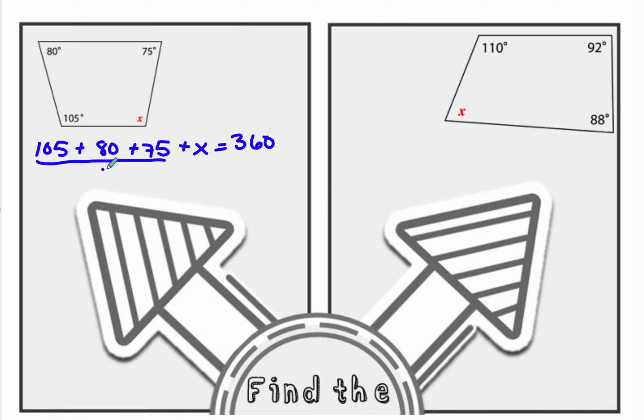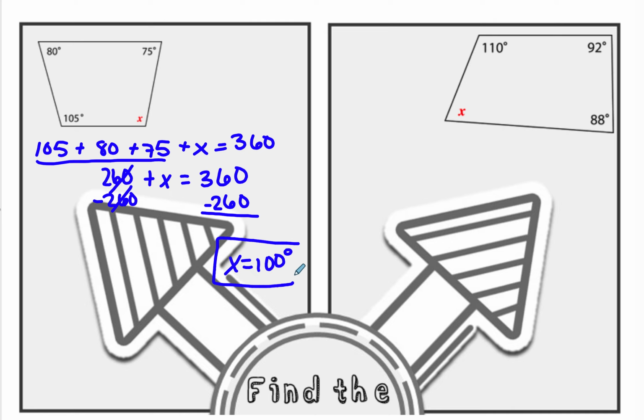So for this one, when I add those together, I get 260. Then I still have the plus x equals 360. To cancel out the positive 260, we're going to subtract 260. 260 minus 260 is 0. It leaves me with x. 360 minus 260 is 100. It's an angle, so it needs a label of degrees. So x equals 100 degrees.